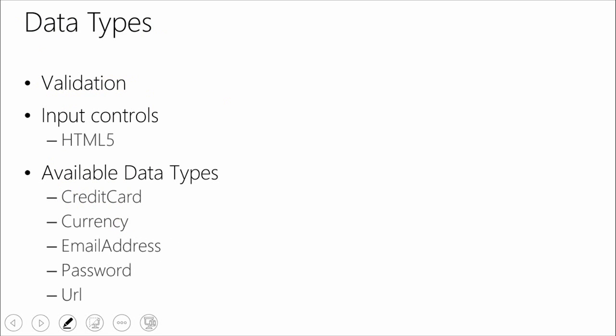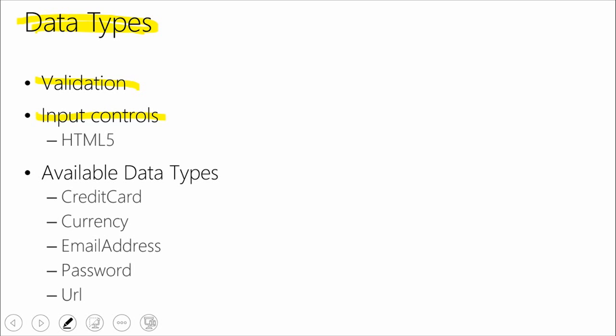So let's start off. Let's kind of dig into this a little bit. And let's talk a little bit about our data types. What you're going to notice with the different attributes that are available is we can describe our data. And this is going to be helpful for both validation as well as input controls. And in particular, when it comes to HTML5.